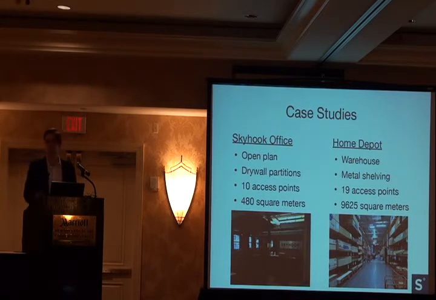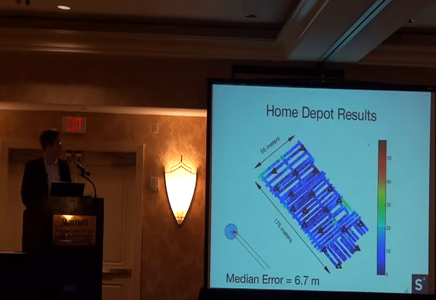Now, you're probably all familiar with Home Depot. It's a large warehouse with very high ceilings, very tall, dense metal shelving. They happen to have 19 access points, which was a surprisingly high number that shows that they are clearly interested in positioning or inventory control within their warehouse. And the total area was a little under 10,000 square meters.